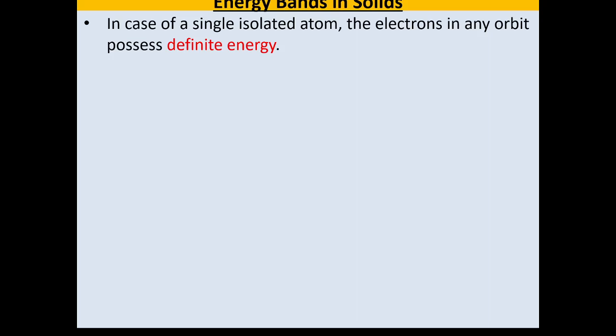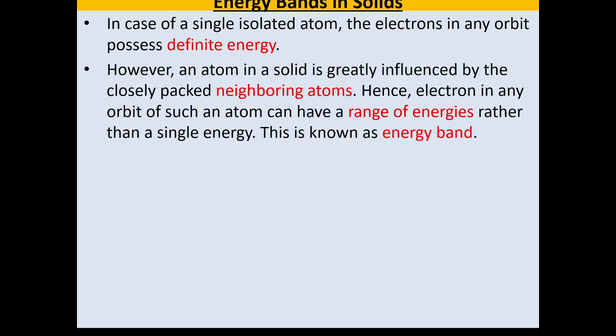Now we will see energy bands in solids. Whenever we consider a single isolated atom, electrons in a particular orbit possess definite energy. But when we consider a complete solid, any atom in the solid is closely packed with neighboring atoms. So an electron in that particular orbit does not have a single energy.